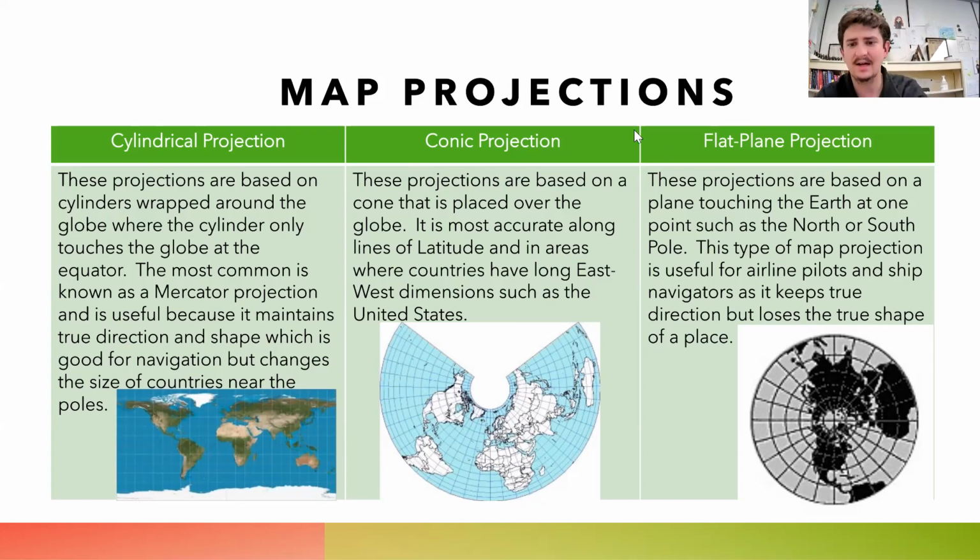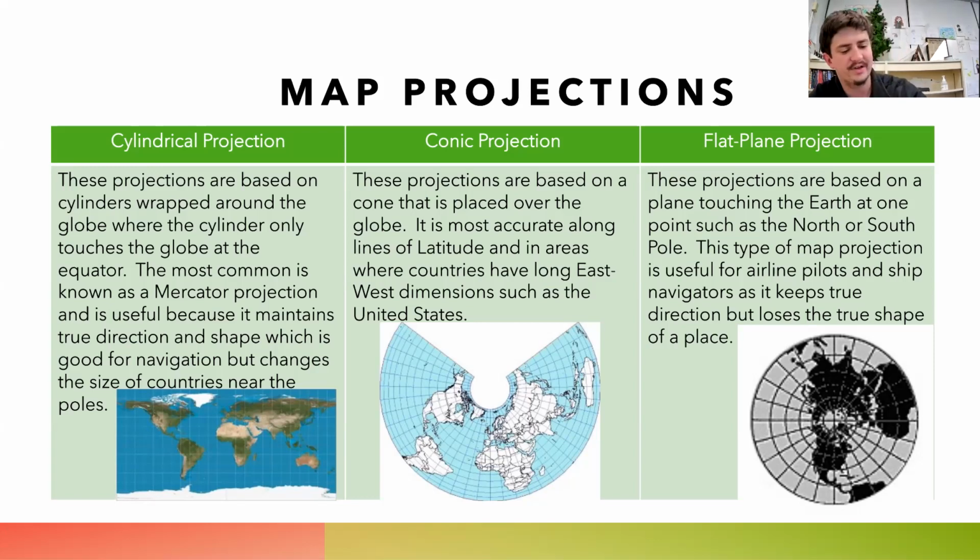And then the last one we're going to look at is known as a flat plane projection. And think of that as someone took a piece of paper and just stuck it on the top of the globe and projected down. It's useful for airline pilots because it kind of keeps the same direction like the Mercator and the cylindrical do. But you lose the true shape of the place. So you can kind of see here at the US, it looks more squished together than it actually is, just because of the way this map is projected down.